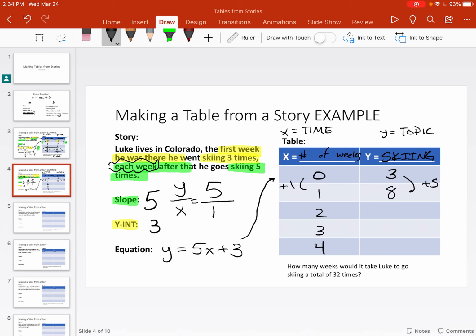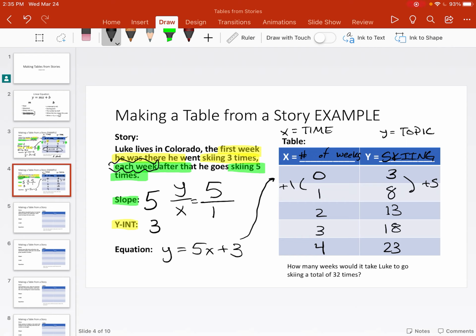3 plus 5 is 8. 8 plus 5 is 13. 13 plus 5 is 18. 18 plus 5 is 23. So then we can keep going on down, and let's go ahead and read our clarifying question.